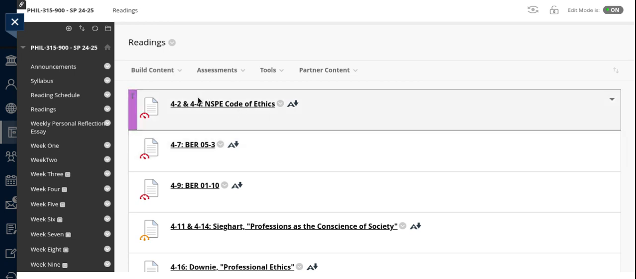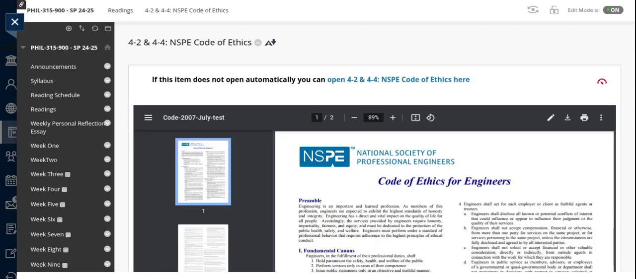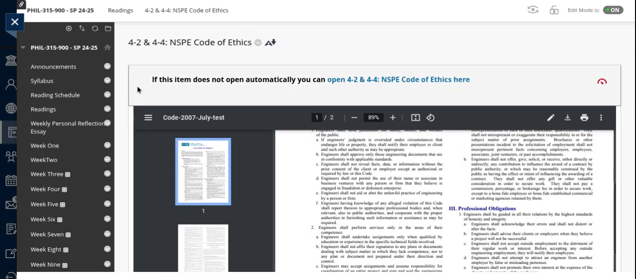So as you can see, April 2nd, 4-2, is the first reading, and it's the NSBE Code of Ethics. So you just obviously click on it, and there it is. All the readings for the course are available here.